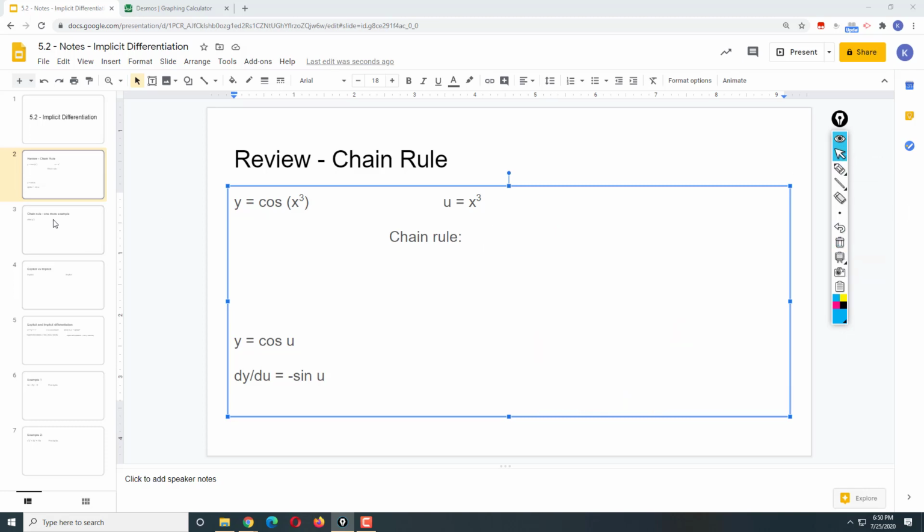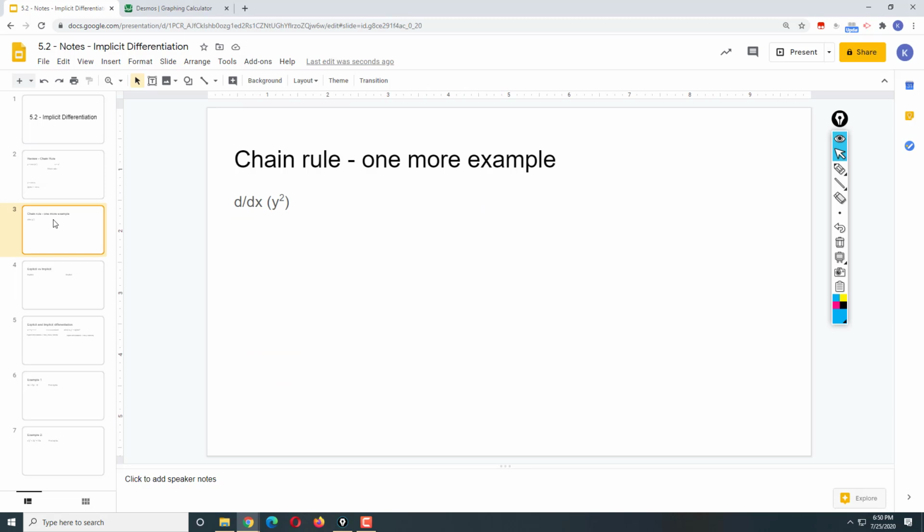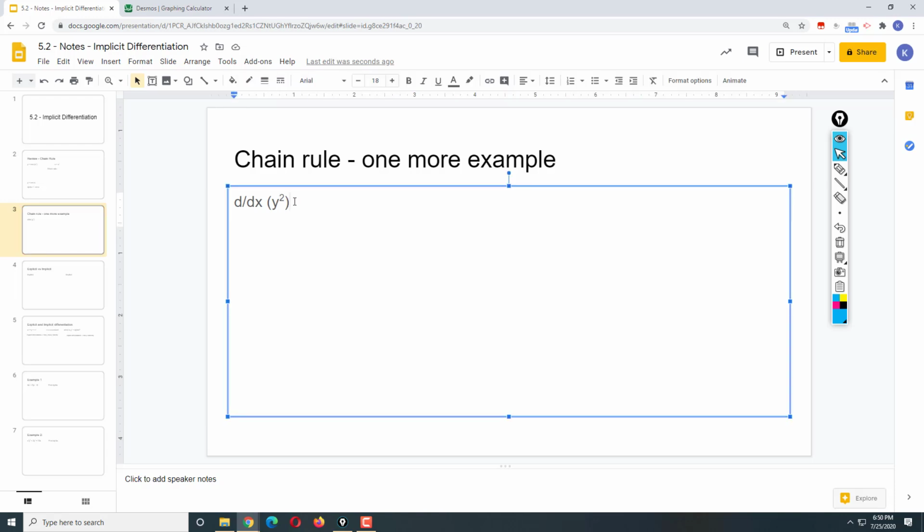Here's something that might look a little different. d over dx, the derivative of y squared with respect to x. Well, first of all, I want to point out that if y is a constant, for example, if y equals 5, then d over dx has to equal 0, because d over dx of 25 is just 0.